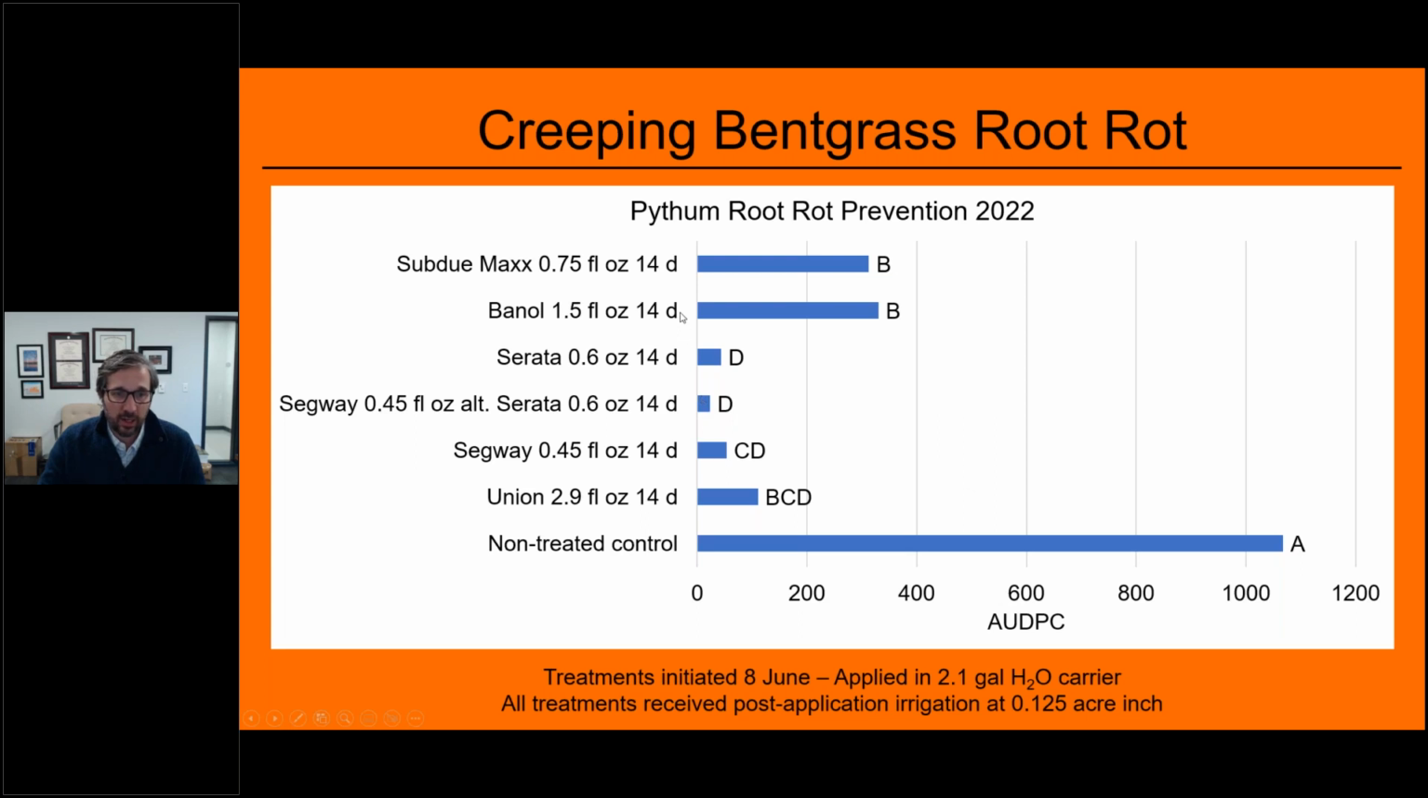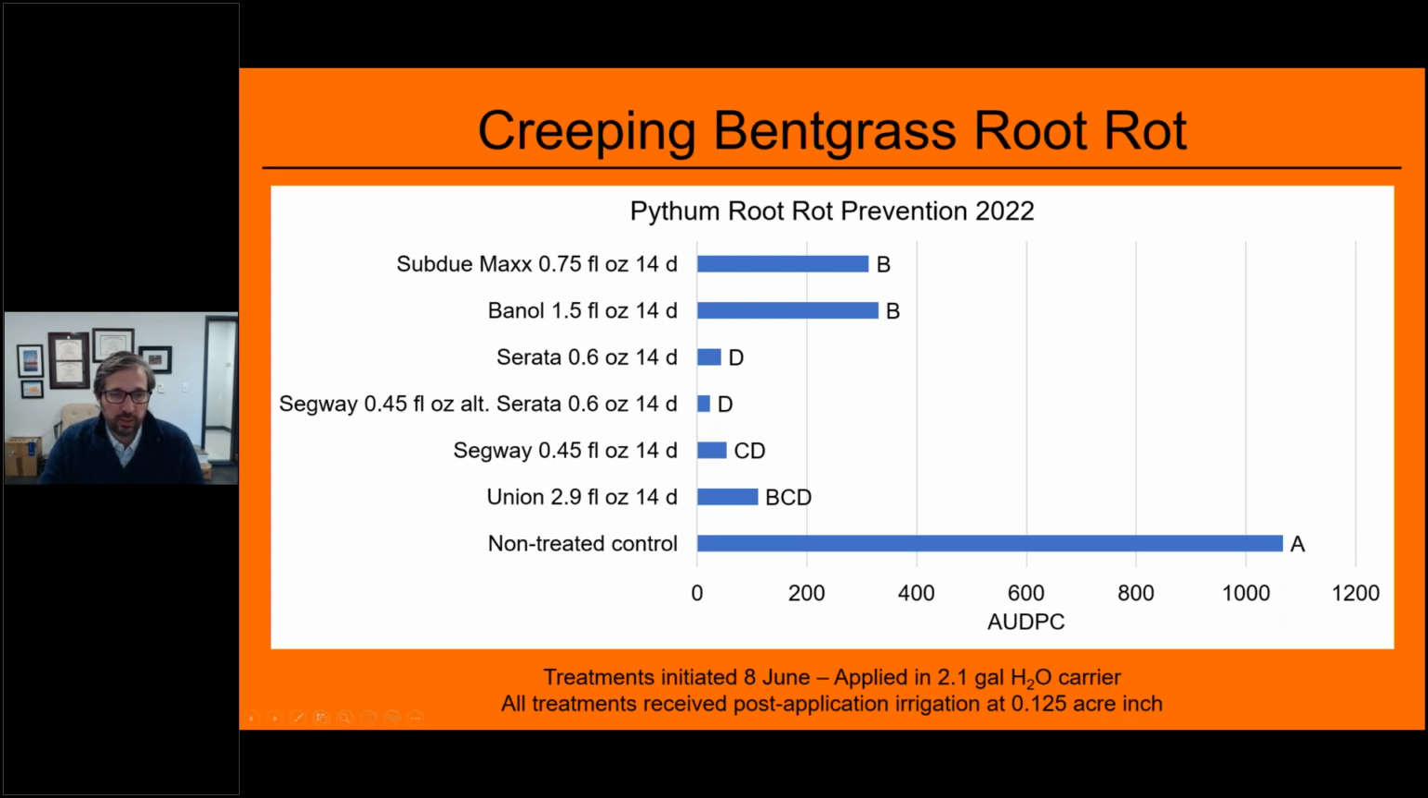Now, again, the older compounds like Banol or Subdue in this case, a little bit less control, but still less than our non-treated control in this case. But not acceptable in terms of turf quality, much like we saw out of the Serrata and Segway, and even Union in this case. Union not being different from Subdue or Banol, but you can see here also not different from these treatments as well. Now, in thinking about timing of your applications, obviously you're limited within the confines of the label, where you can only apply so many Serrata applications, so many Segway applications in a given calendar year.